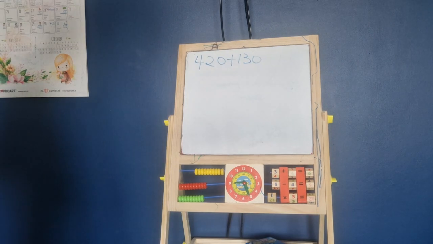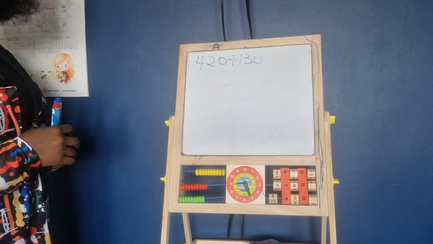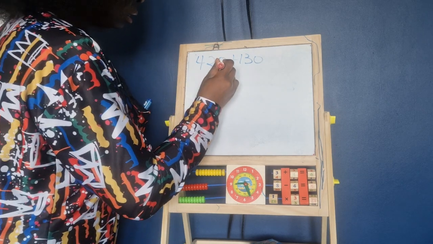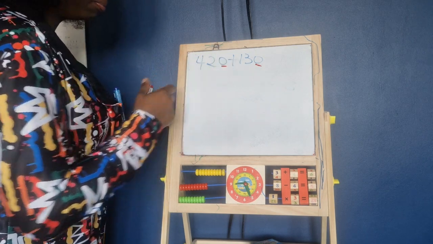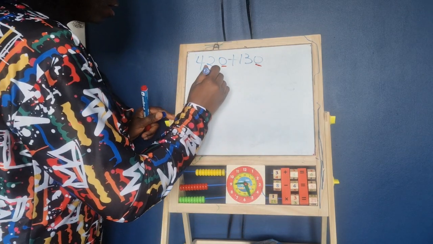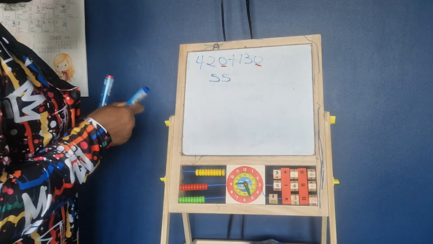The fifth mistake is ignoring 0 in the ones or tens place. When you are to add this number, do not ignore this 0. The zeros are not useless. 0 is not nothing. So when you are to add 420 plus 130, some students might make a mistake and just say 5, 5, and this will be wrong.